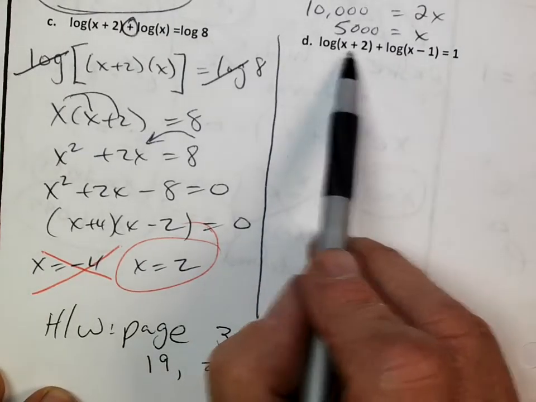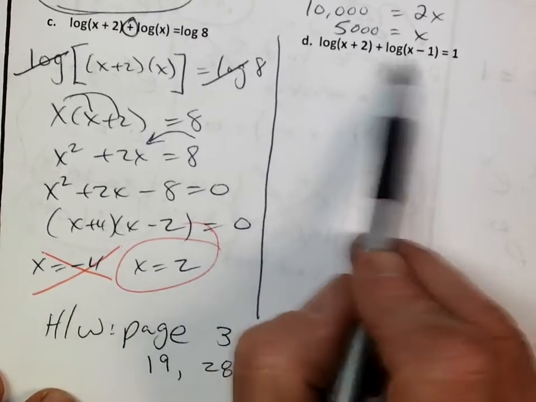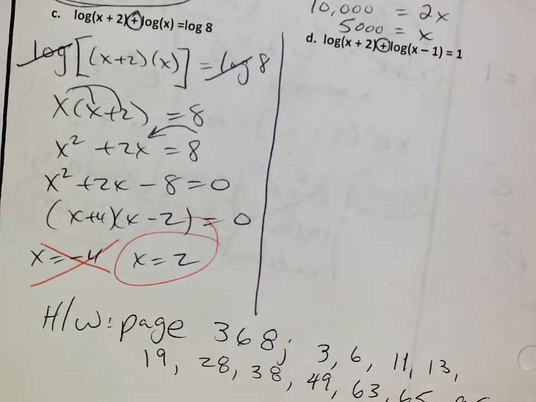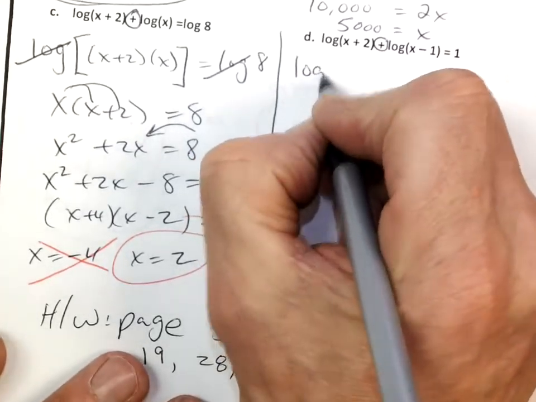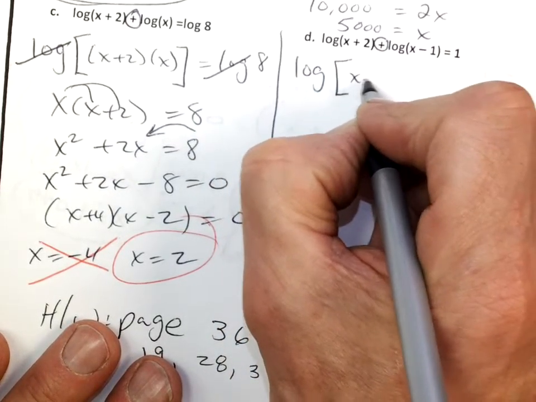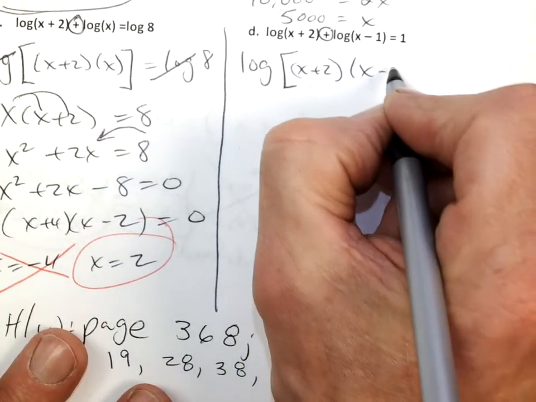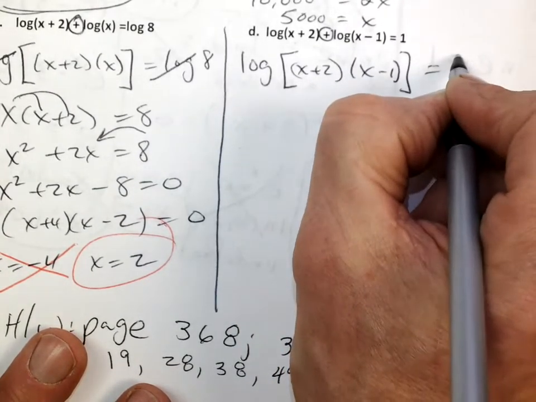All right, last one, okay? Now, what we're going to have to do is combine these, okay? So let's do what we just did, okay? We're going to combine them. If it's plus, we can bring them together as multiply, right? So I'm going to go log of x plus 2 times x minus 1 equals 1, okay?